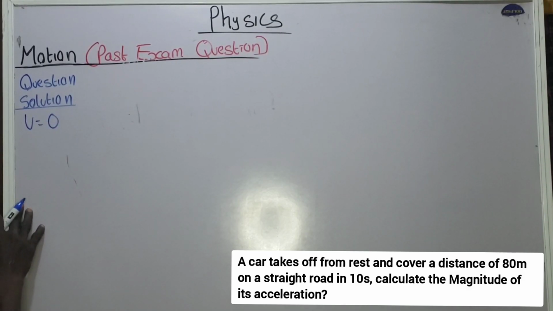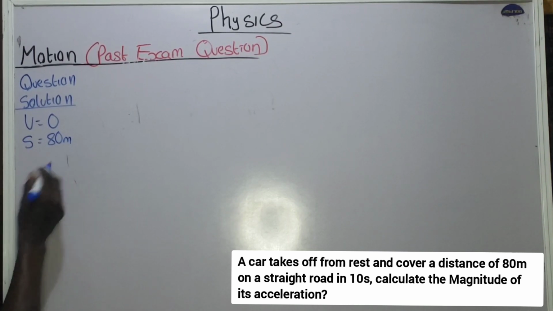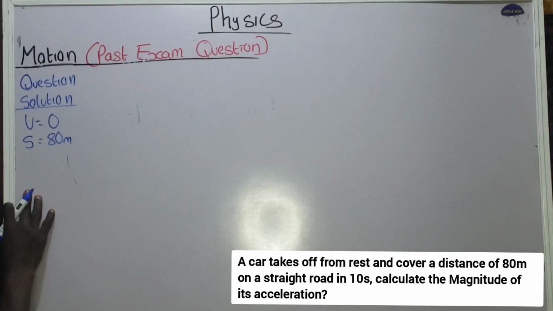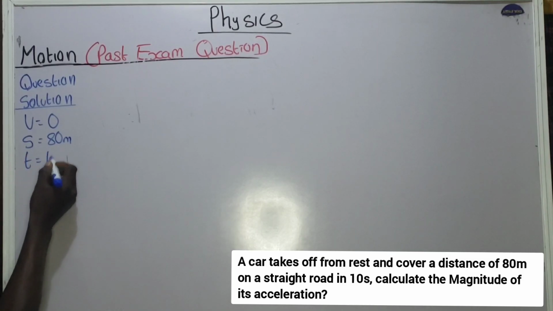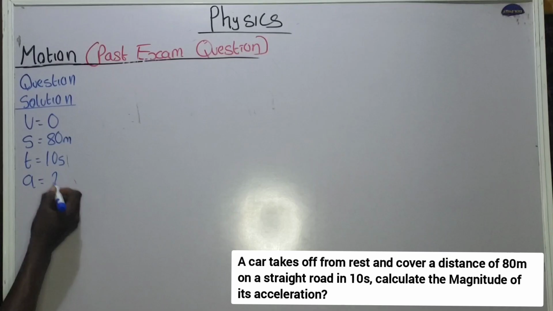You understand? And covers the distance of 80 meters. So s equals 80 meters. On a straight road in 10 seconds. So t equals 10 seconds. Okay? So we are asked to calculate the magnitude of its acceleration. So here we are looking for acceleration.